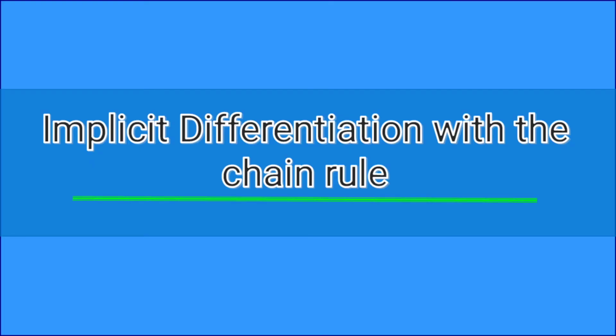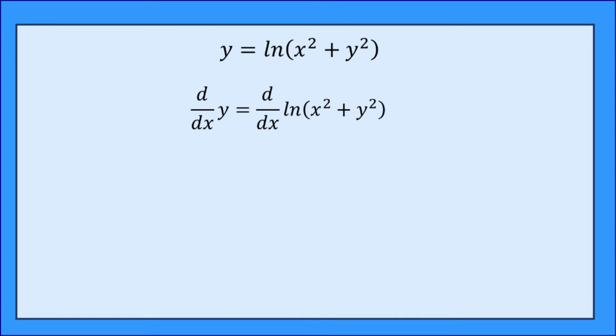So yeah, let's proceed to more of the implicit differentiation. Again with the use of the chain rule. We have this example, y is equal to ln of the quantity x squared plus y squared. So first step is we need to get the derivative of both sides of the equation. So it will look like d over dx of y is equal to d over dx times ln of x squared plus y squared. And then the derivative of y in terms of x is dy over dx.